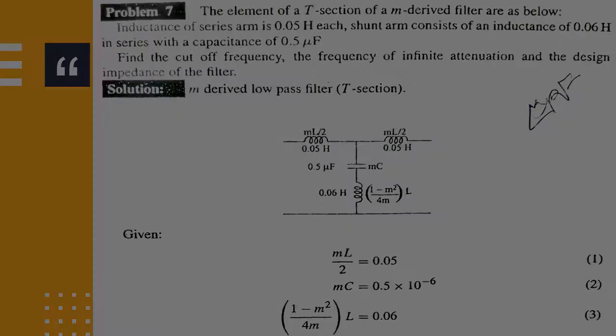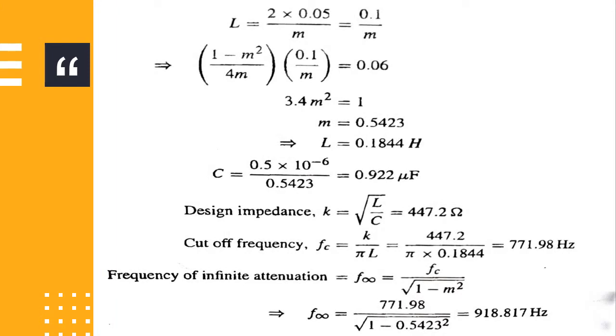mL by 2, you can find, so L is nothing but 2 into 0.05 divided by m, so here it will be 0.1 into m. So substitute this L value in the second expression, that is the third expression, that is 1 minus m square by 4m, and here is the L value. L is nothing but 0.1 into m.